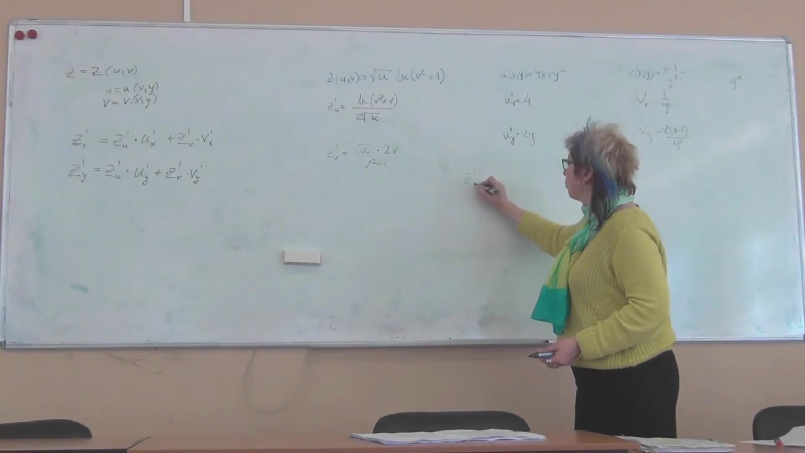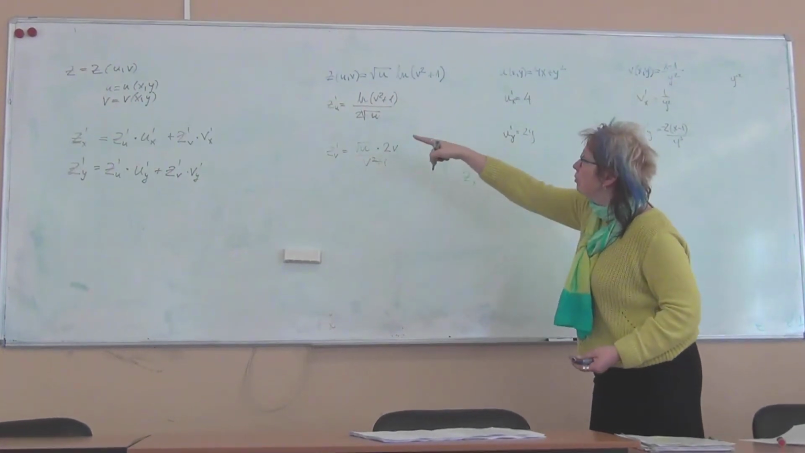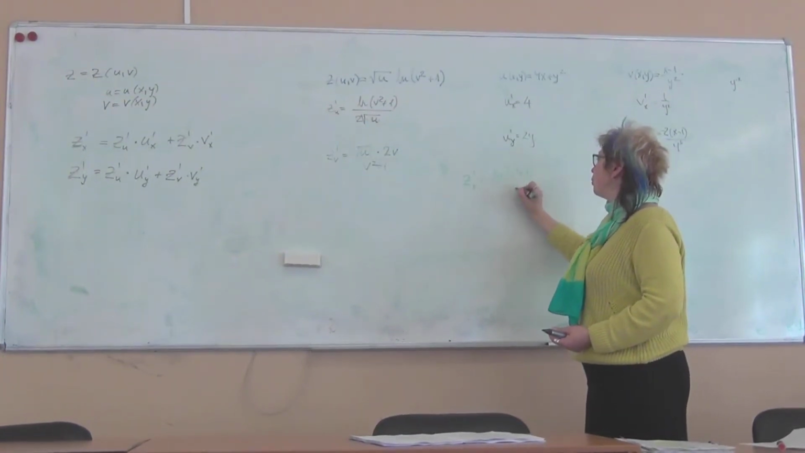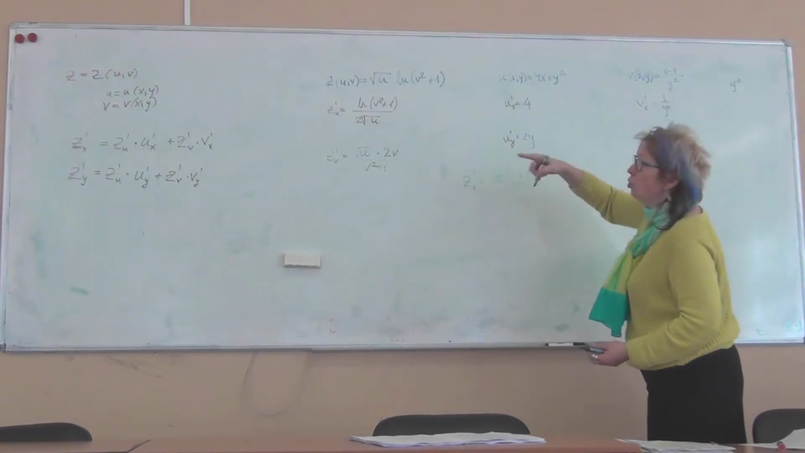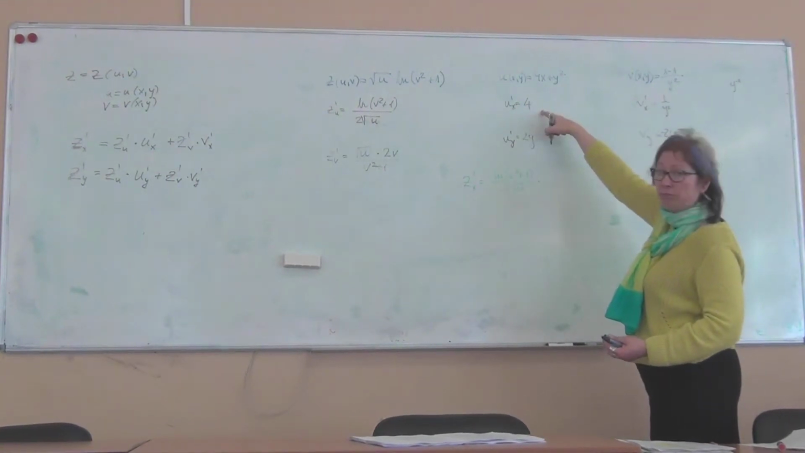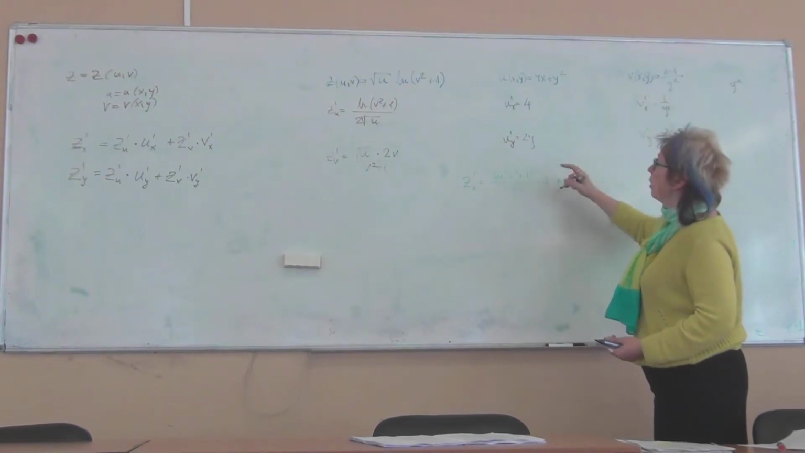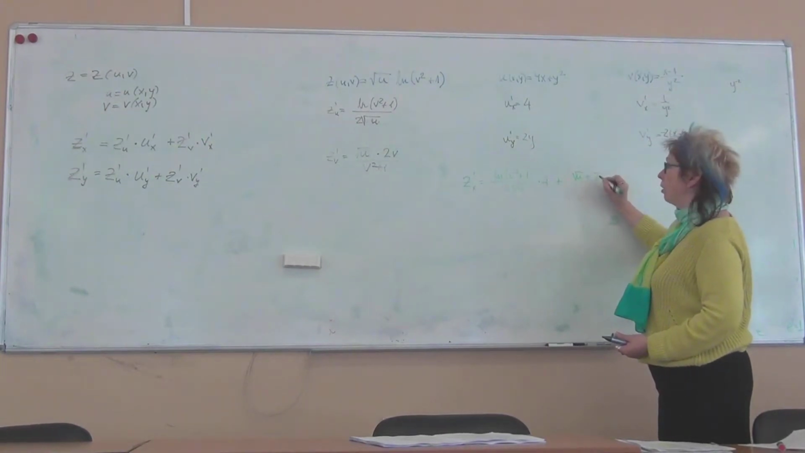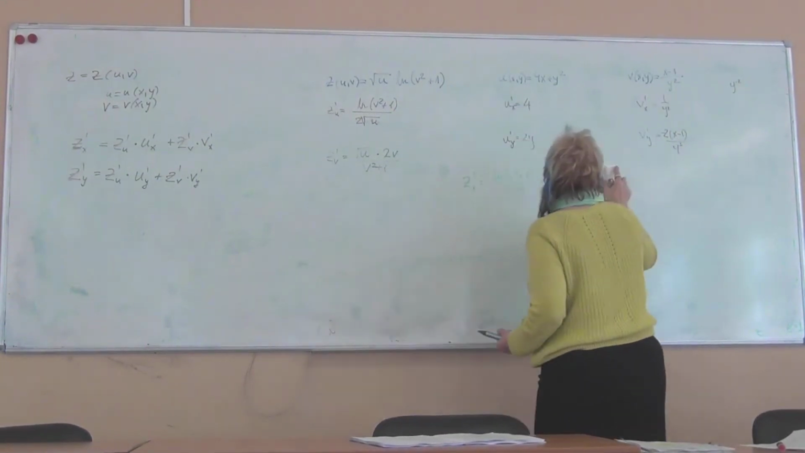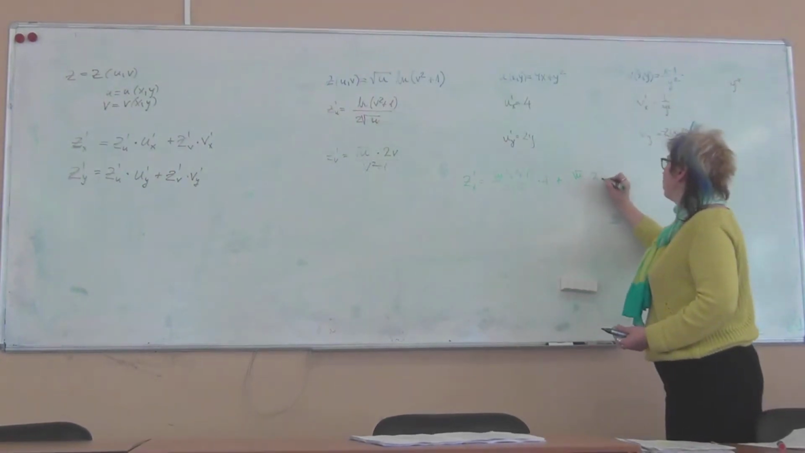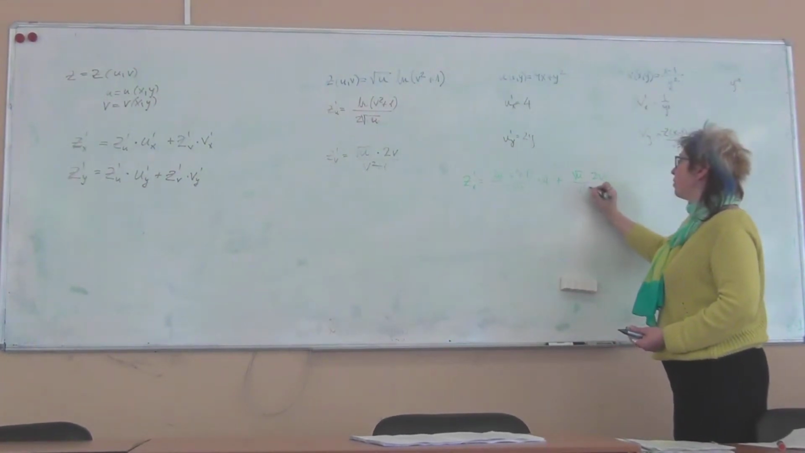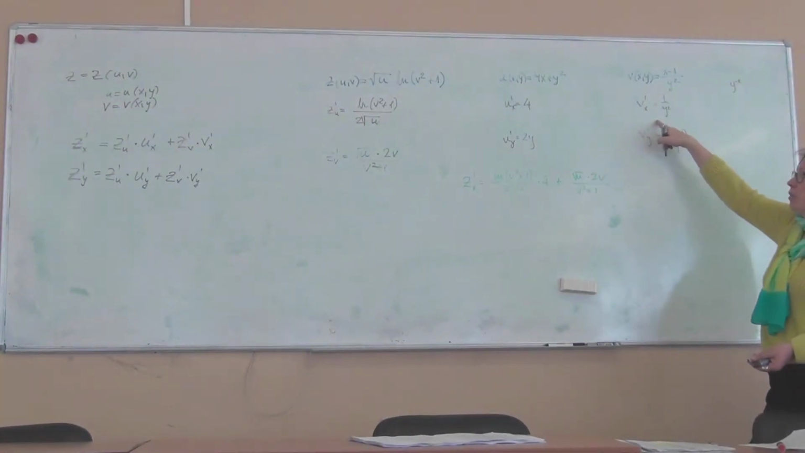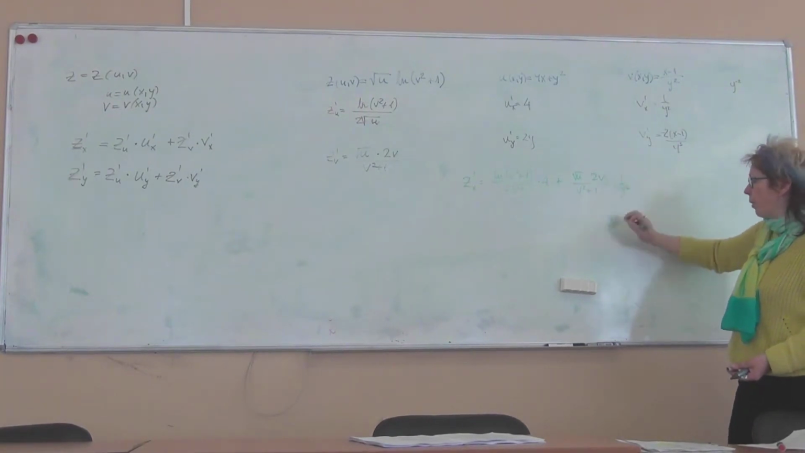So z derivative by x would be z derivative by u, that's ln of v squared plus 1 over 2 square roots of u, times u derivative by x, times 4, plus z derivative by v, which is square root of u plus 2, times 2v, times 2v divided by v squared plus 1, multiplied by v derivative by x, which means times 1 over y squared.